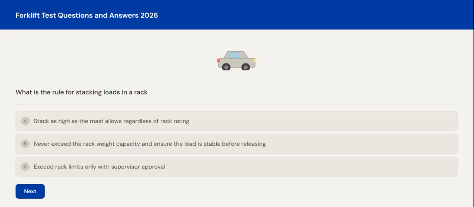Continuing, what is the rule for stacking loads in a rack? Never exceed the rack weight capacity, and ensure the load is stable before releasing.